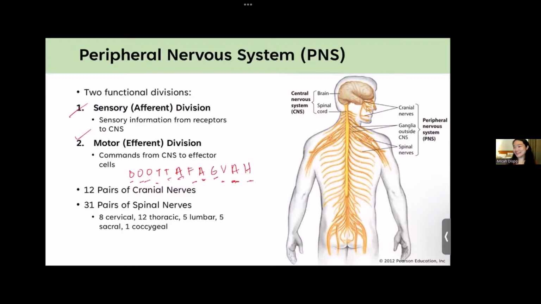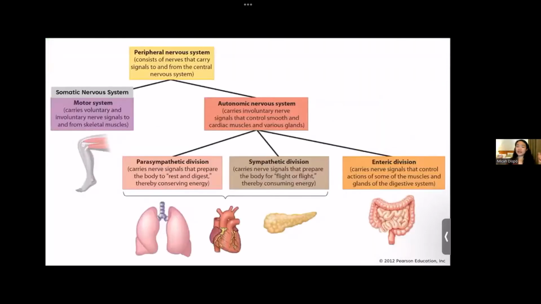Coccygeal spinal nerve. Okay. Now here we see this diagram that shows us even more divisions of our peripheral nervous system. So our peripheral nervous system, again, this consists of nerves that carry signals to and from the central nervous system. So again, this can be sensory or motor. And under these, we have your somatic nervous system and your autonomic nervous system.